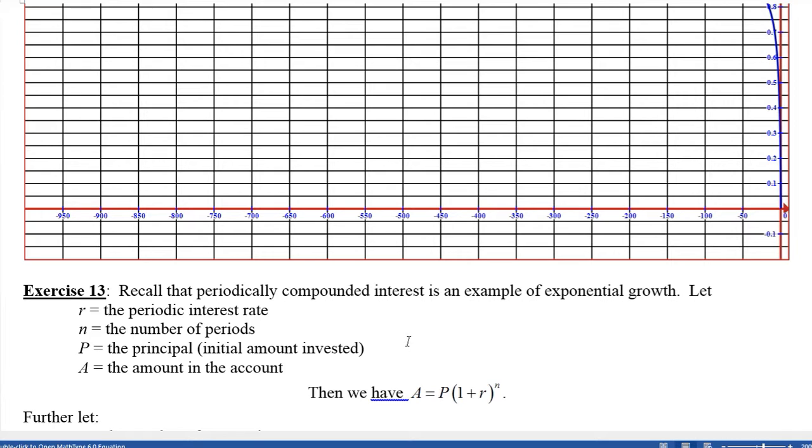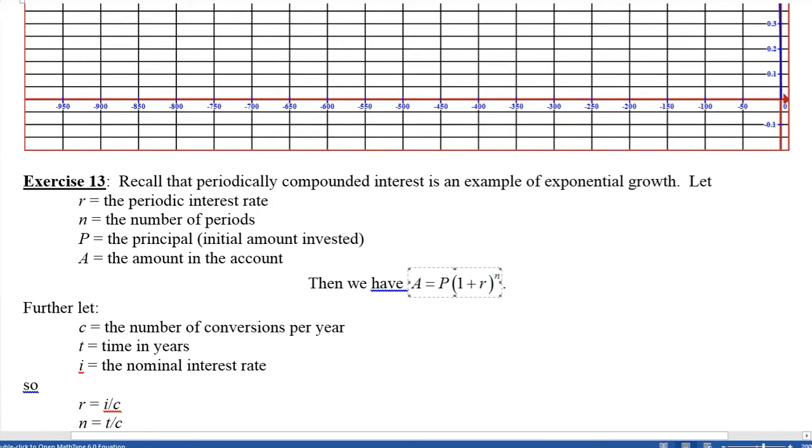N is the number of periods you're going to compound. Okay, so again, if you're compounding monthly, N is the number of months. If you're compounding weekly, N is the number of weeks. P is what we call the principal, which is the initial amount invested, and A is the amount in the account. And we have this basic exponential growth formula, which we always have. It's your initial amount times 1 plus your rate to your time, and the time here is in periods, so it's N. So there's our basic setup.